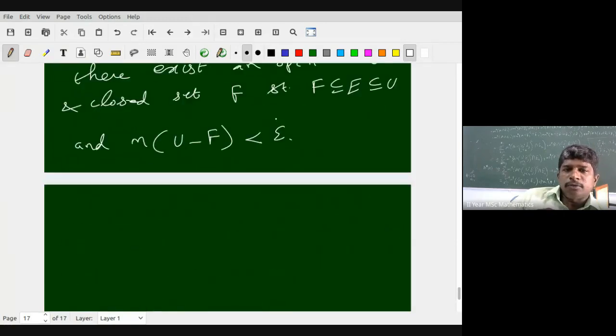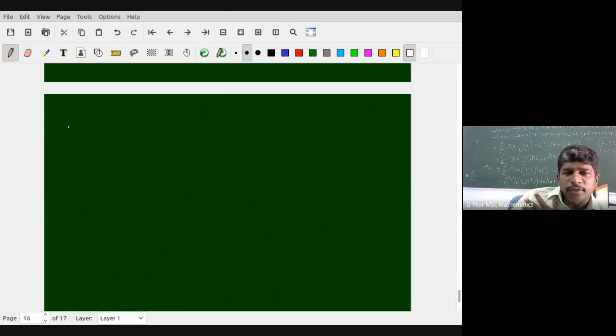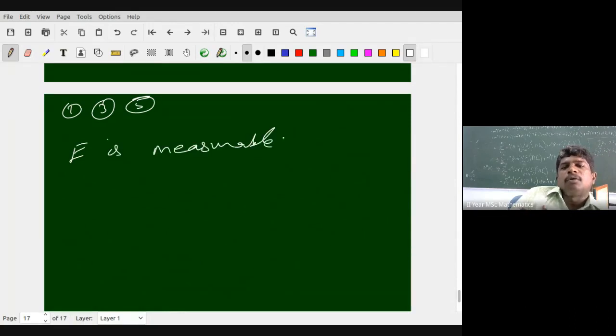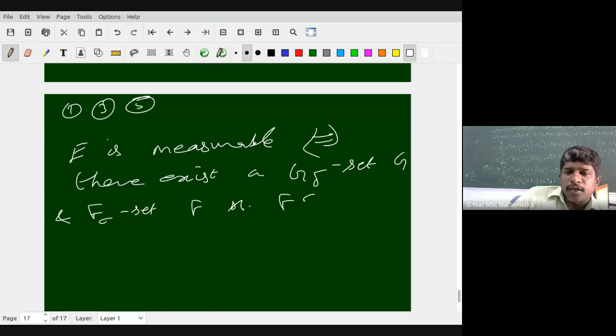And one more statement, in addition to 1, 2 and 4. What about the second part of the regularity theorem, 1, 3 and 5? E is measurable if and only if there exist a G delta set G and an F sigma set F such that F is contained in E, E is contained in G, and the measure of G minus E is 0.